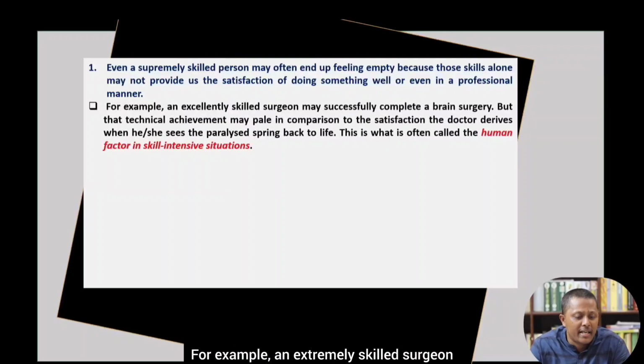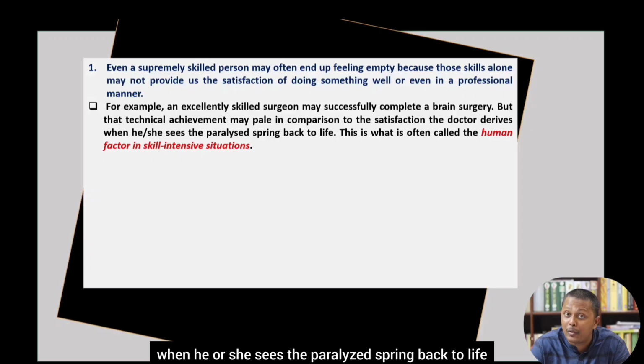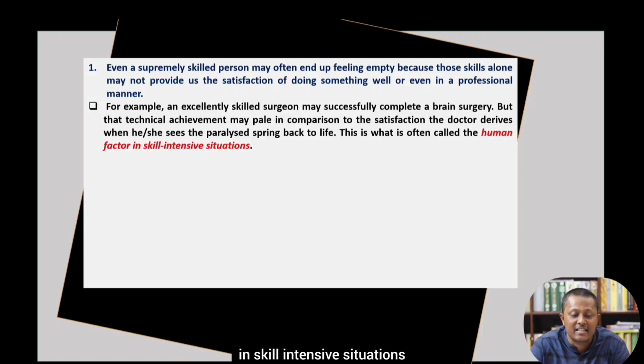For example, an extremely skilled surgeon may successfully complete a brain surgery, but the technical achievement may pale in comparison to the satisfaction the doctor derives when he or she sees the paralyzed spring back to life. This is what is often called the human factor in skill intensive situations.